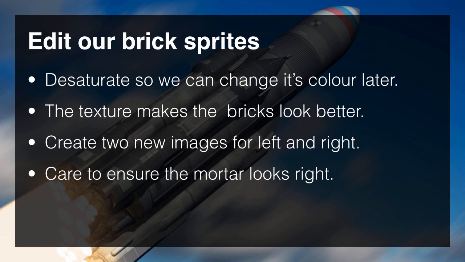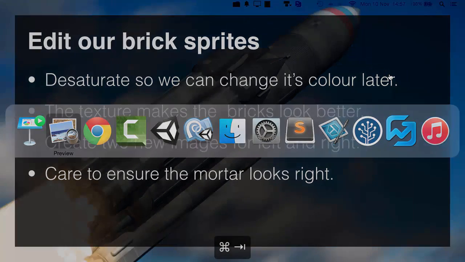So we desaturate it so it can change its color later. The texture makes the bricks look better. You'll see that when we get them into Unity. We want to create new images for left and right bricks. So I showed you left and right bricks. Let's now show you how we do new images for those.